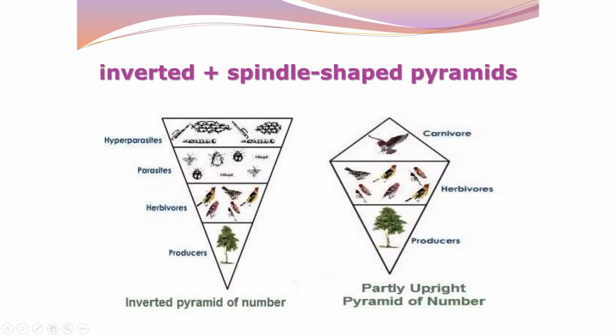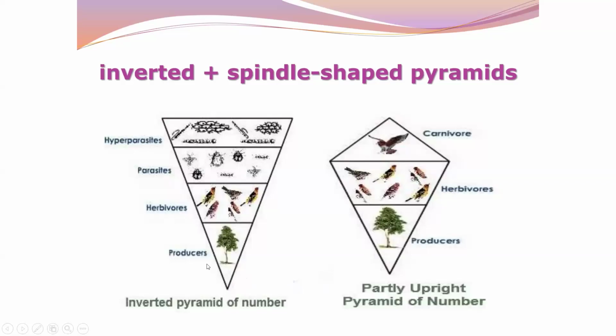The partly upright, or spindle shaped, pyramid of number is seen in the forest ecosystem. So here some variations are there. Generally an upright pyramid is seen, while the inverted pyramid of number is seen in the parasitic ecosystem.